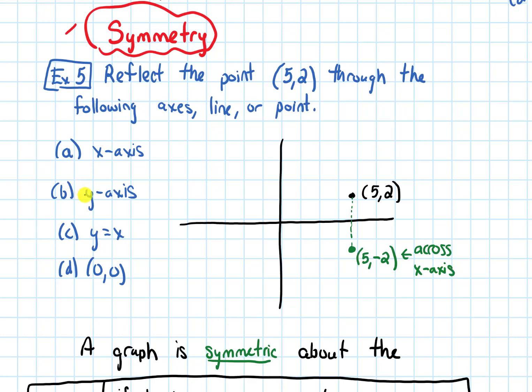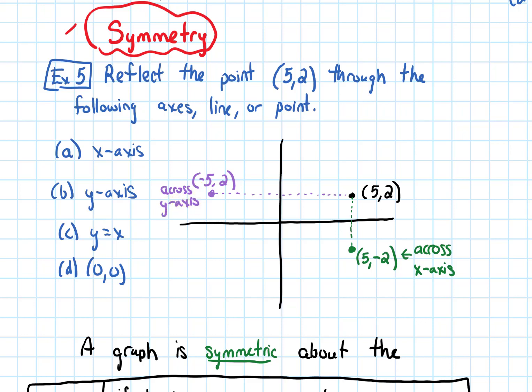In B, we want to reflect this across the y-axis. So we're going to draw the mirror image of this point across the y-axis. That would be somewhere over here. So this time the x-coordinate changes sign. I'll get (-5, 2), and that is across the y-axis.